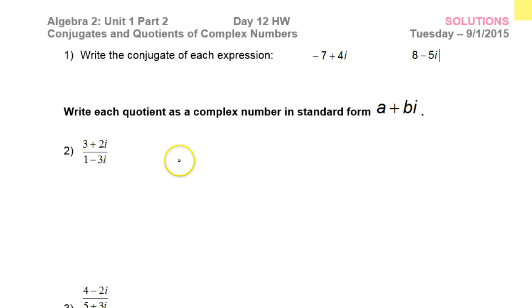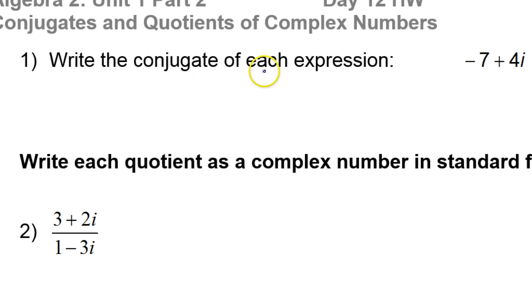All right, this lesson is about conjugate numbers, specifically the conjugate of complex numbers such as these, and how we can use them to simplify the quotient of two complex numbers and ultimately write them in standard form, a plus bi. When you write the conjugate of a complex number, the real part stays the same. You just change the imaginary part to the opposite of whatever it is.